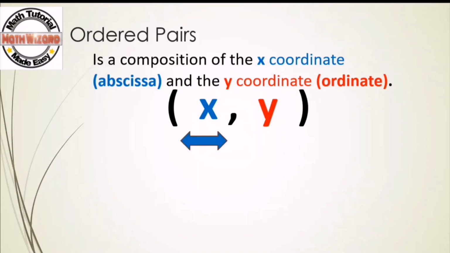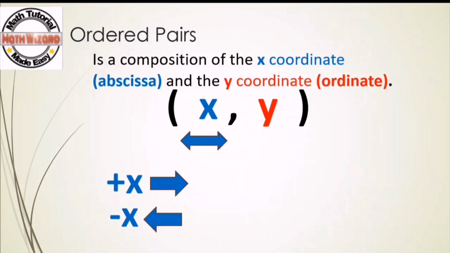X, or abscissa, will help us direct our point, whether it is going to the left or right from our origin. If x is positive, the direction is going to the right. And if x is negative, the direction is going to the left.